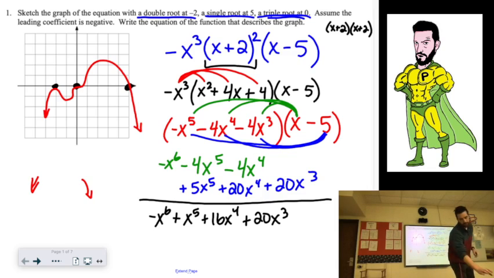I just have to adjust something on my screen here. Oh gosh, now there we go. All right, now I can see again.